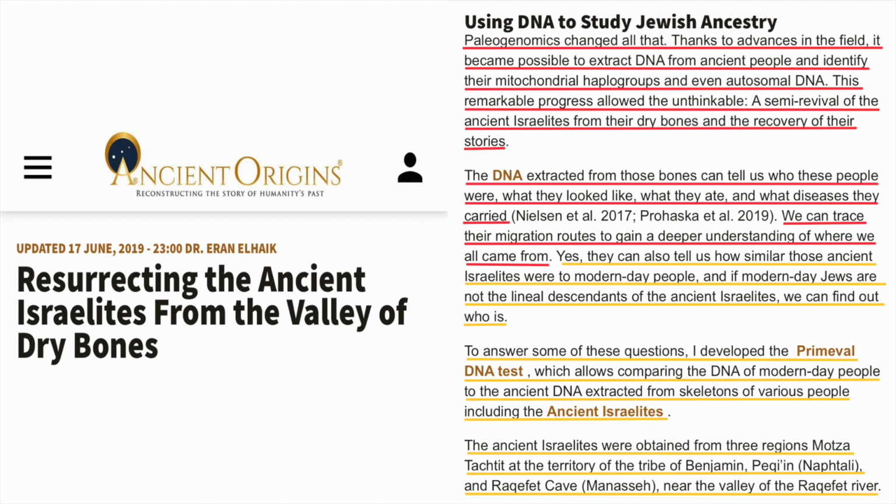Yes, they can also tell us how similar those ancient Israelites were to modern-day people, and if modern-day Jews are not the lineal descendants of the ancient Israelites, we can find who is. To answer some of these questions, I developed the primeval DNA test, which allows comparing the DNA of modern-day people to the ancient DNA extracted from skeletons of various people, including the ancient Israelites. The ancient Israelites were obtained from 3 regions: Matzah Tachit, at the territory of the tribe of Benjamin, Pekin, Naphtali, and Raphat Cave, Manasseh, near the valley of the Raphat River.